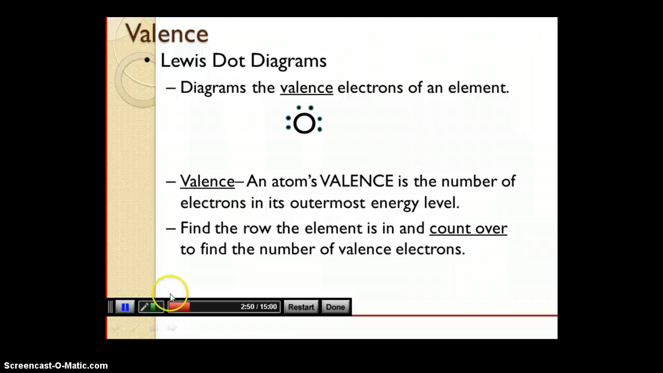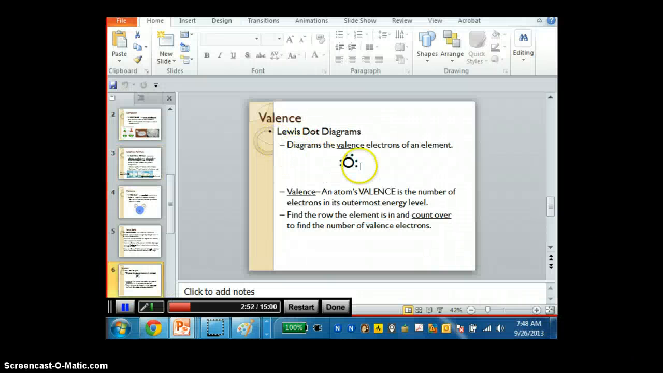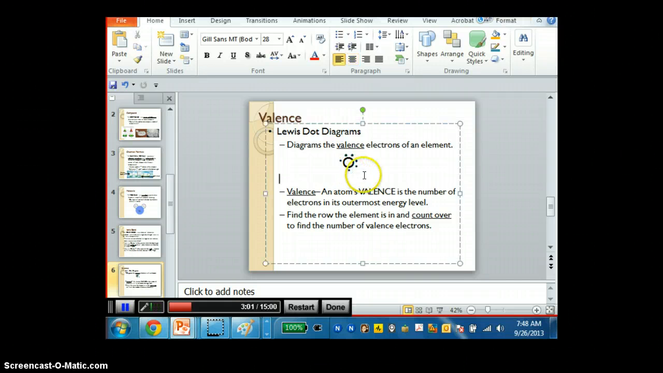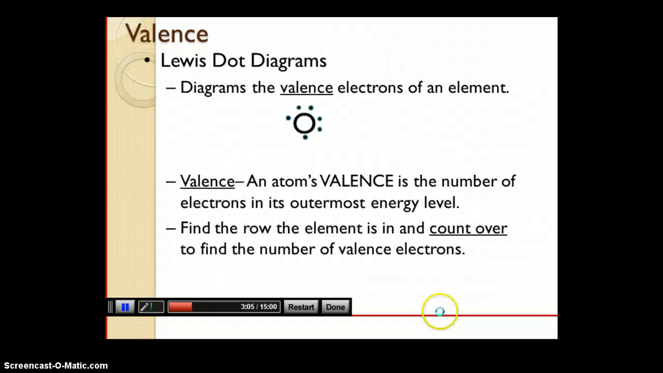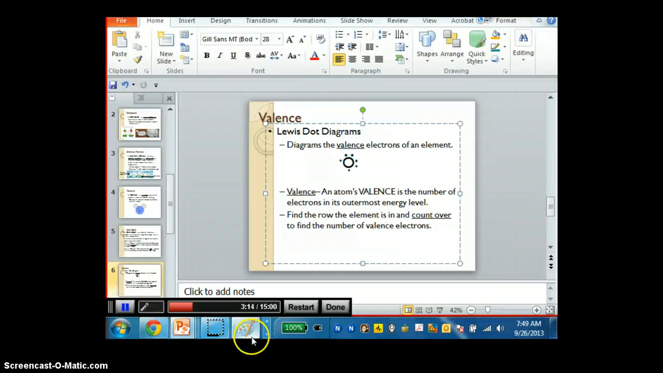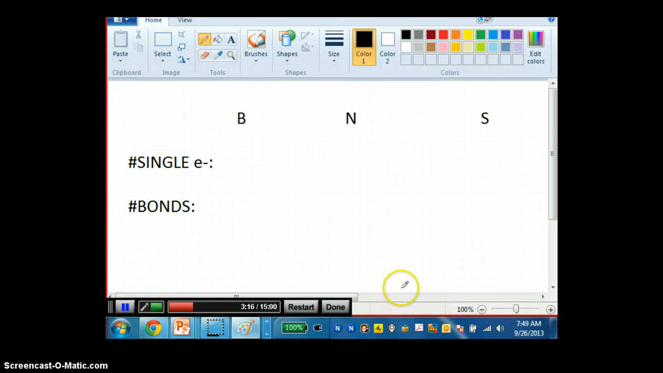Valence. Okay, so the valence electrons, I have to fix this really quick. Valence electrons are the outermost electrons, in the outermost energy level. They are the ones in the outermost energy level, and then we're going to make Lewis dots for that. So we're going to go over how to do this, okay? So I'm going to bring up my paint here. Okay, to do Lewis dot diagrams, you're going to show me the valence for B.